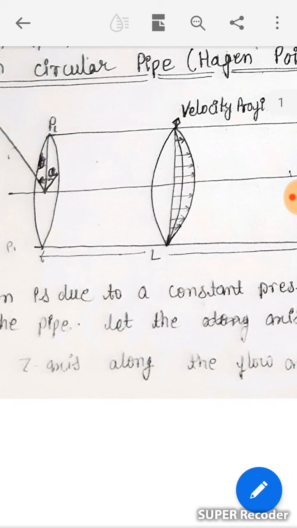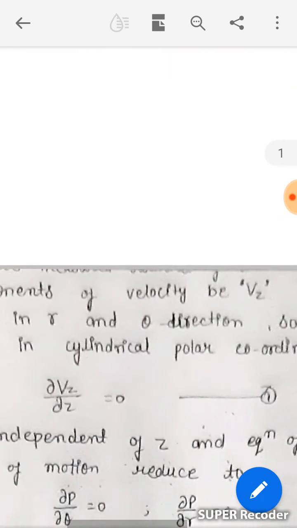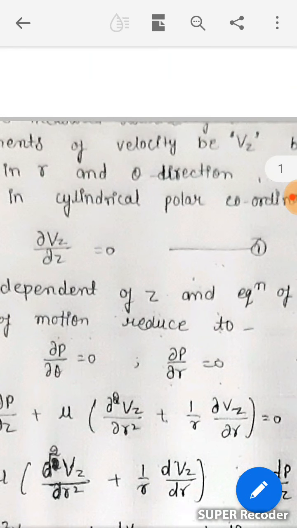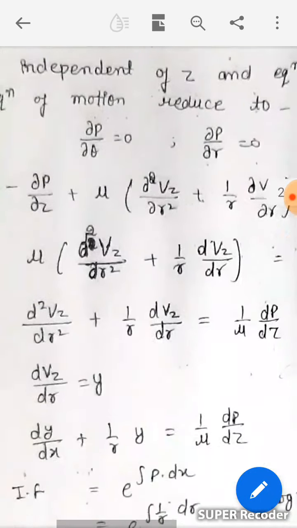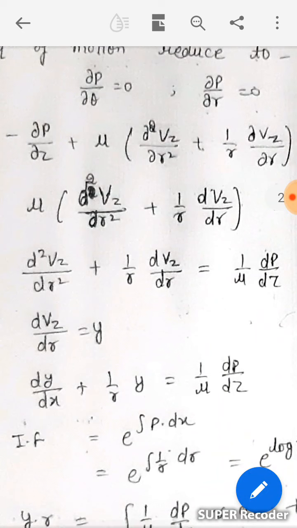Here the non-zero component of the velocity is Vz. So the equation of continuity in the cylindrical polar coordinate system reduces to delta Vz upon delta z is equal to 0, so Vz is independent of z, and the equation of motion reduces to delta p by delta theta is equal to 0, delta p by delta r is equal to 0. This is our equation number 2.